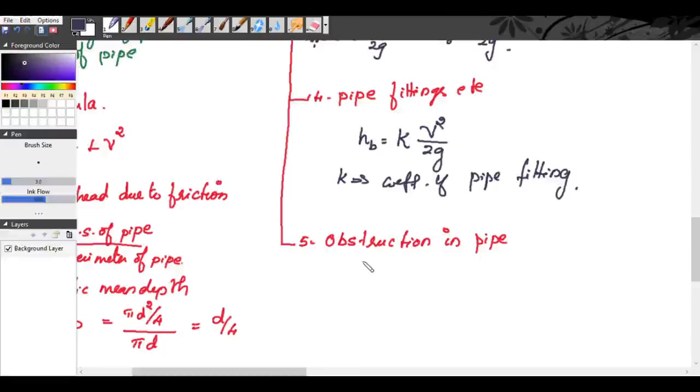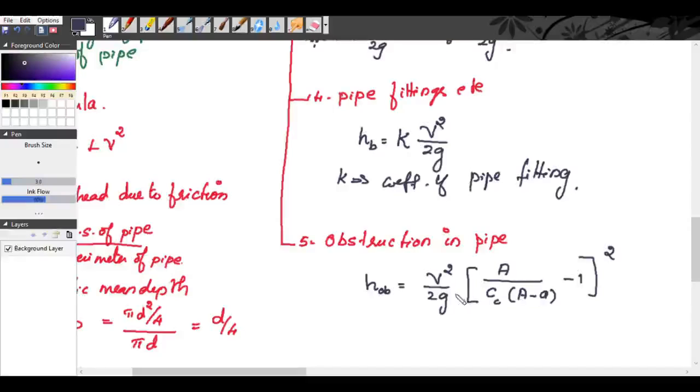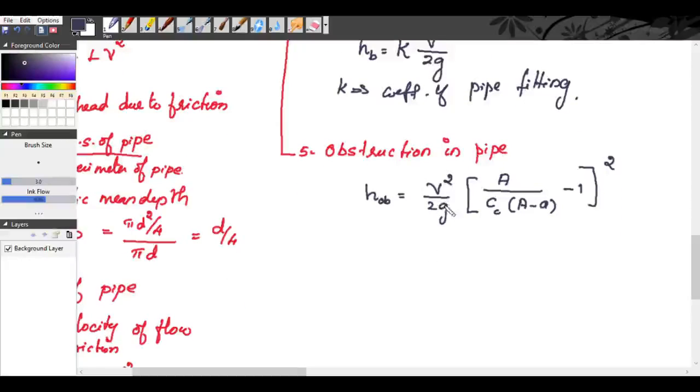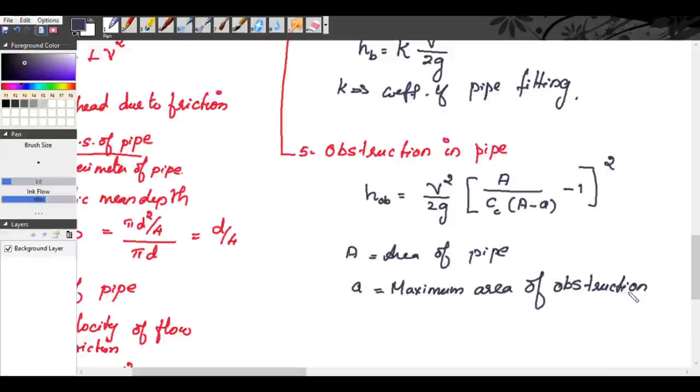Now, due to the obstruction in the pipe. The head loss due to obstruction in the pipe is given as H obstruction is equal to V square by 2G into, now we have to write a coefficient, right? That is expressed as (A by Cc into (A minus a) minus 1) the whole square. Where V is the mean velocity of flow, G is acceleration due to gravity, A is the area of the pipe, small a is the maximum area of obstruction, and Cc is the coefficient of contraction.